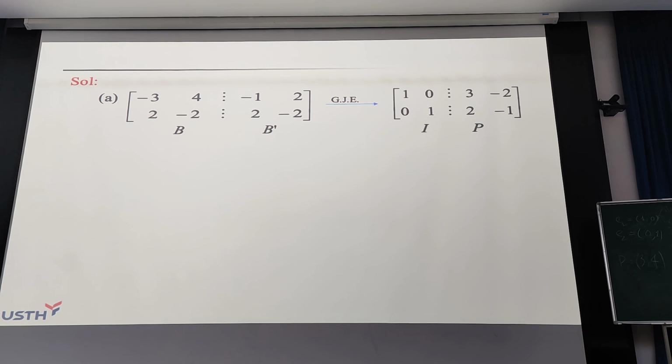We apply what I explained in the previous slide. We put two bases side by side. The first one is here. Now apply the Gauss-Jordan elimination. The first part becomes the identity matrix I, and the second part now becomes P. And P here is exactly the transition matrix from B prime to B.